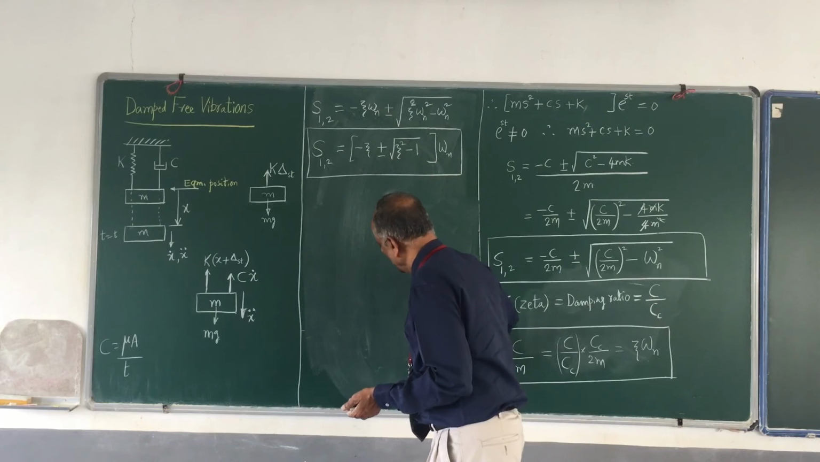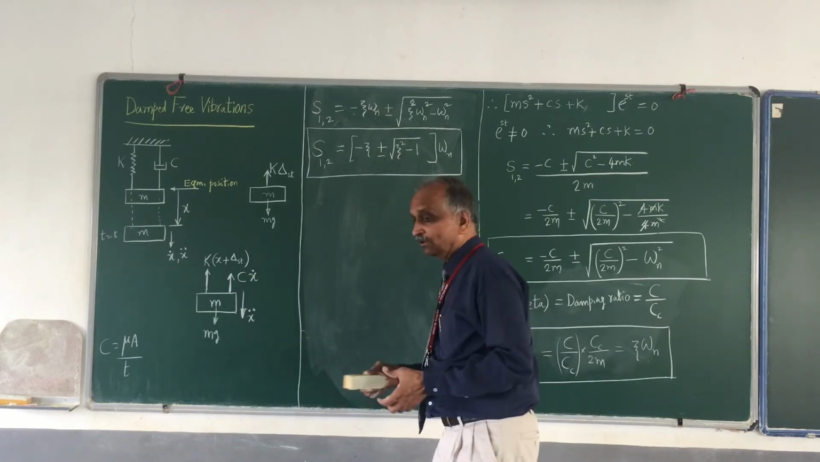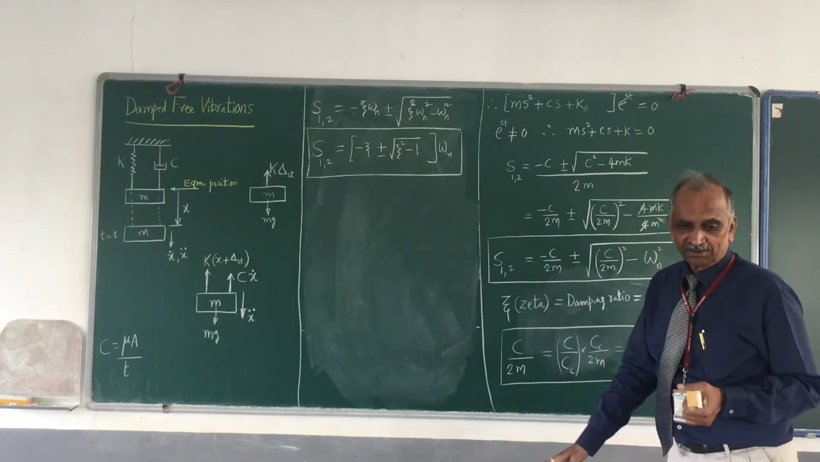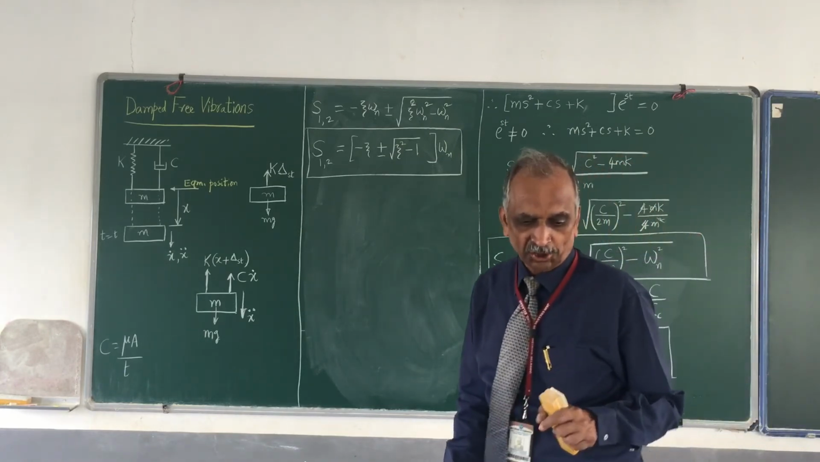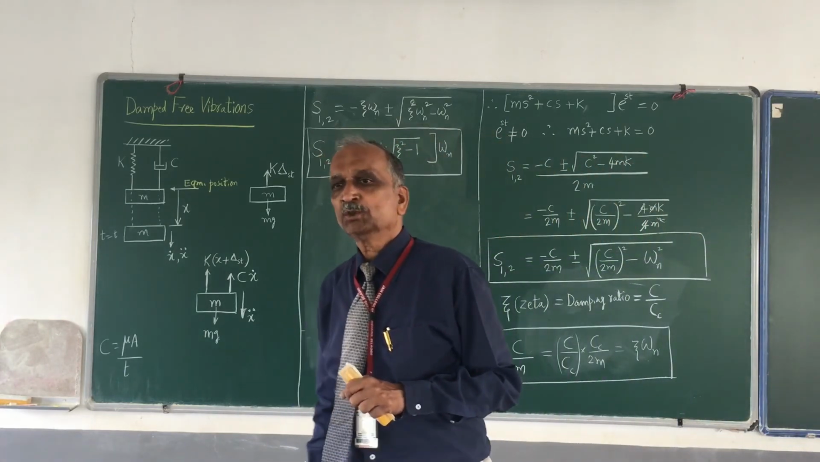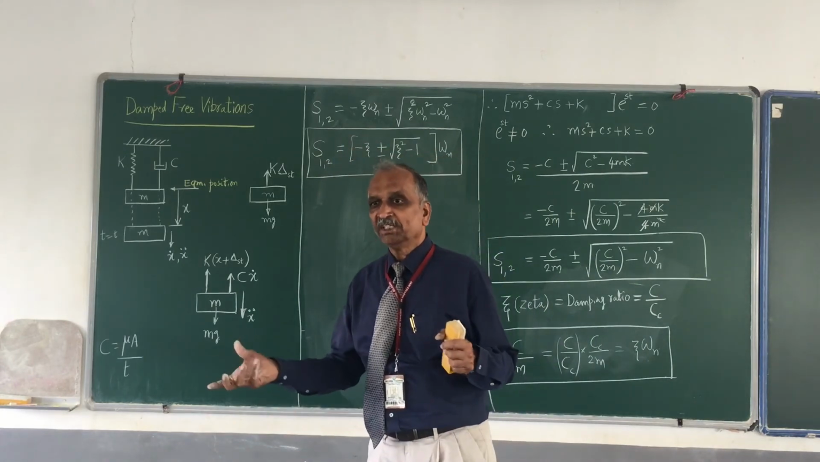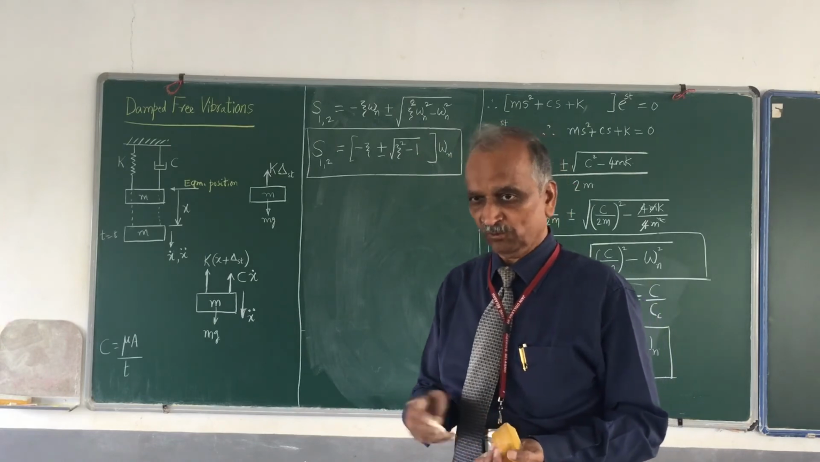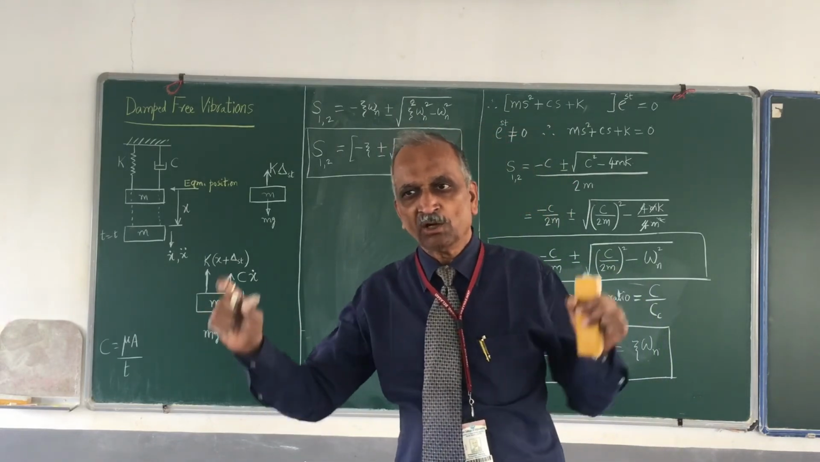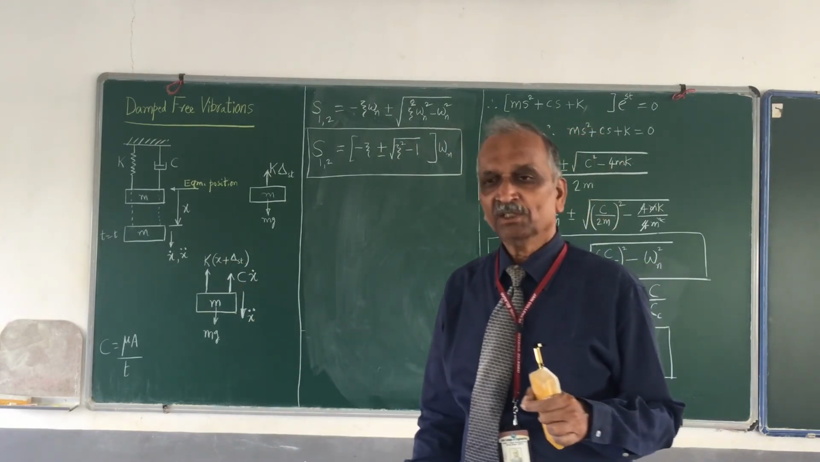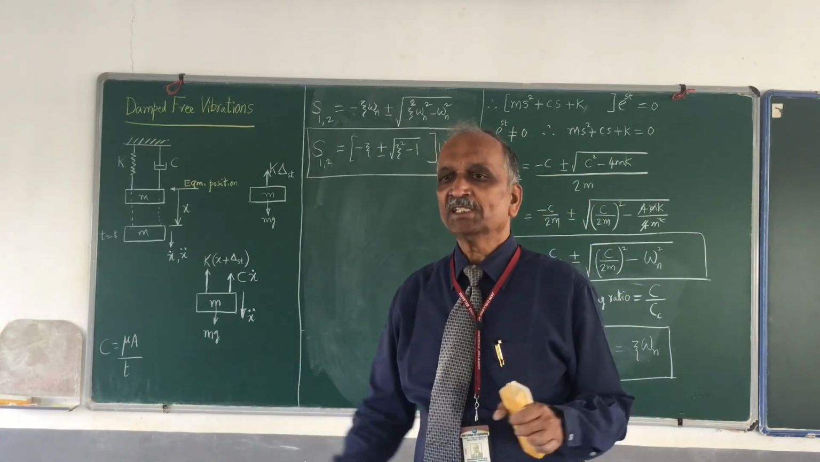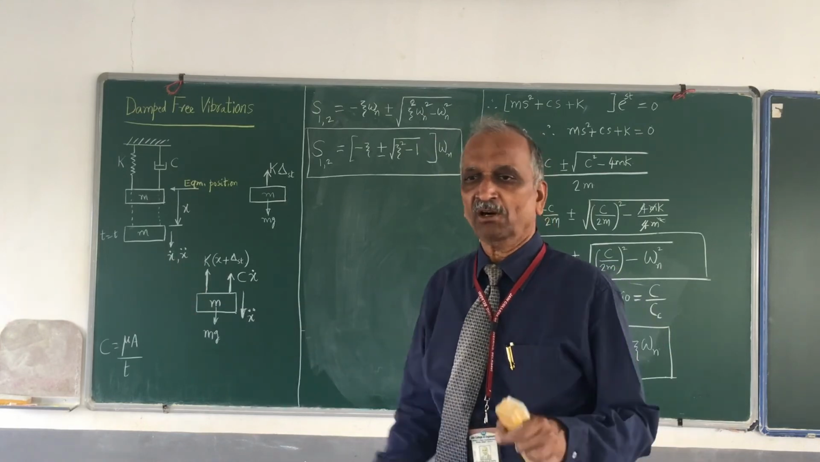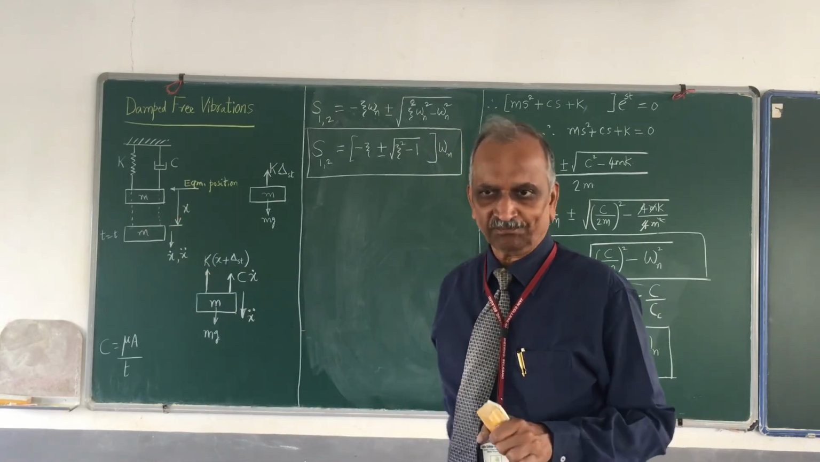Before I proceed, now I have found out the value of zeta. What is zeta? Zeta is the ratio of the actual damping coefficient to the, what is called, critical damping coefficient. An imaginary value of damping coefficient, we are calling it the critical damping coefficient. How much is its value? 2m into omega n, or 2 times root of k into m.